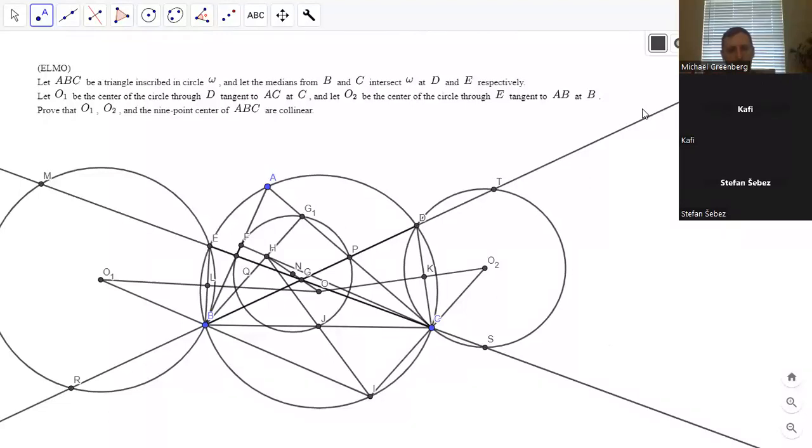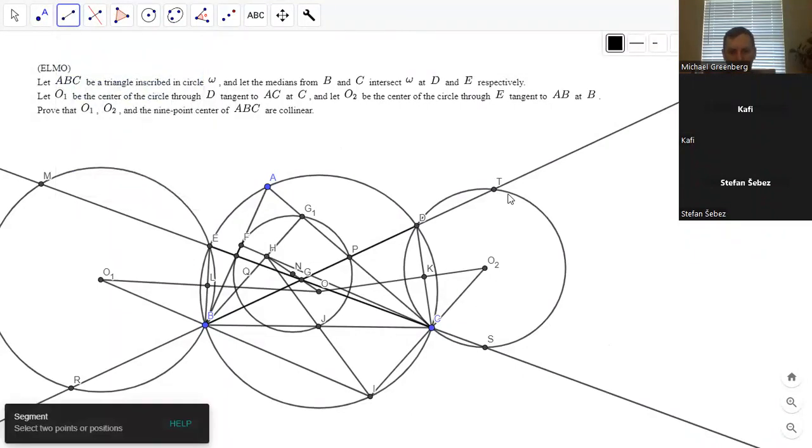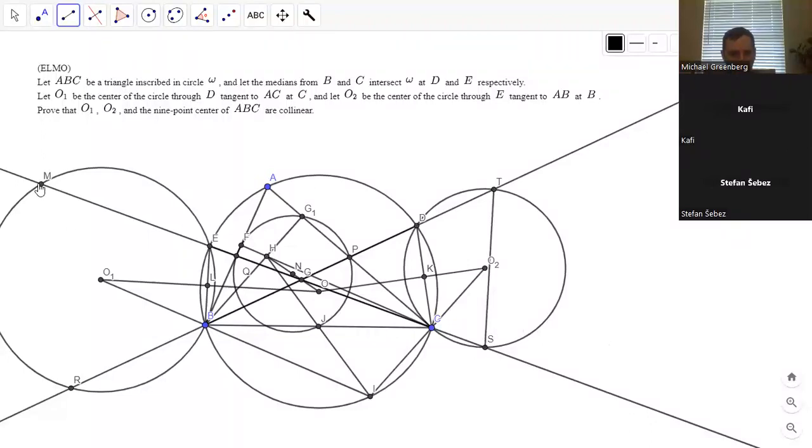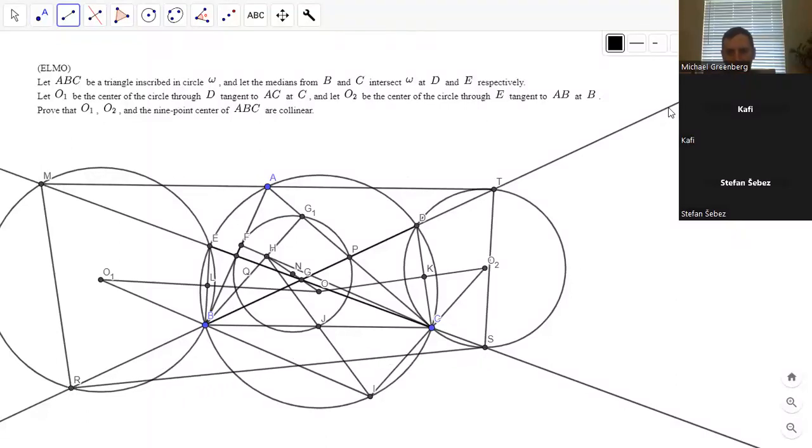I believe it can be angle chased that TS is parallel to EB. Oh, really? Okay. It looks like. And it then can be angle chased that MR is parallel to CB. Also, I proved that M, A, T are collinear, and also that we have that MT is parallel to BC. Furthermore, we have that MACB is a parallelogram, and similar for the other.